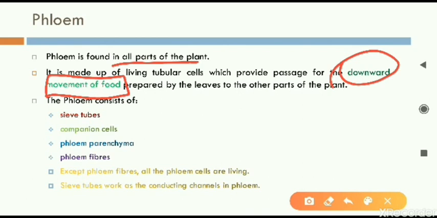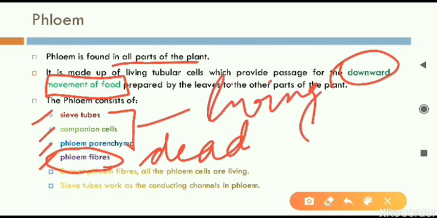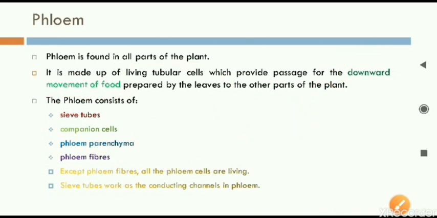This phloem also consists of 4 types of cells. These are given here. First is sieve tubes, second are companion cells, the third one phloem parenchyma, and the fourth one is phloem fibers. Out of these 4 types of cells, the last one, the phloem fibers, are dead cells. The remaining 3, sieve tubes, companion cells, and phloem parenchyma, are living cells. All these 3 are living. The last one, phloem fibers, are dead cells.